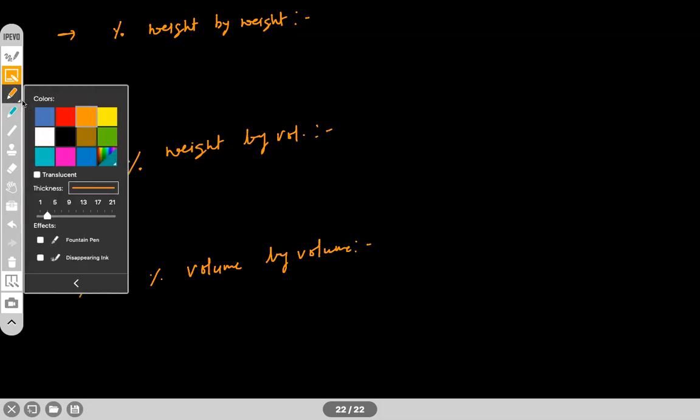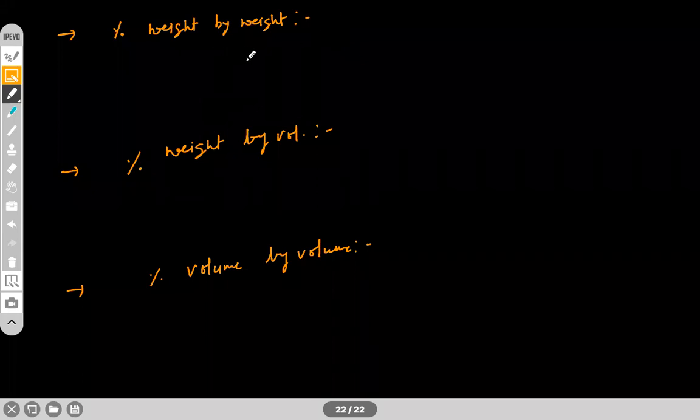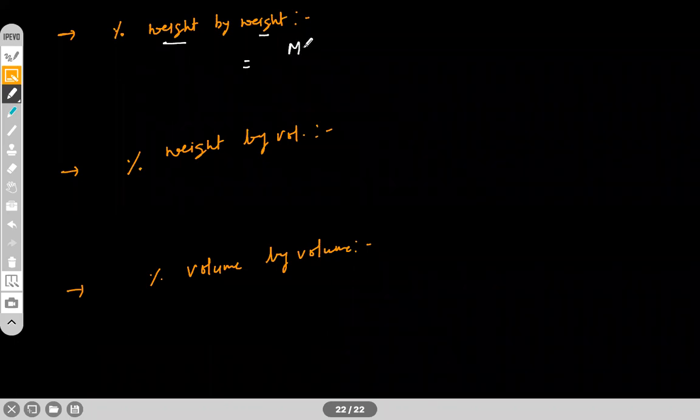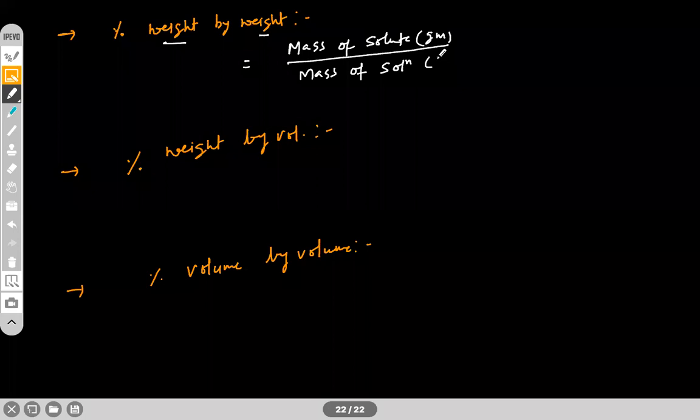Okay, so percentage weight by weight: in the numerator, we always write solute, and in the denominator, we write solution. Since we have weight by weight, it is mass of solute in gram divided by the mass of solution. Solute by solution always. Whatever unit we take in the numerator, the same unit we take in the denominator. Gram and gram, into 100, not 1000.